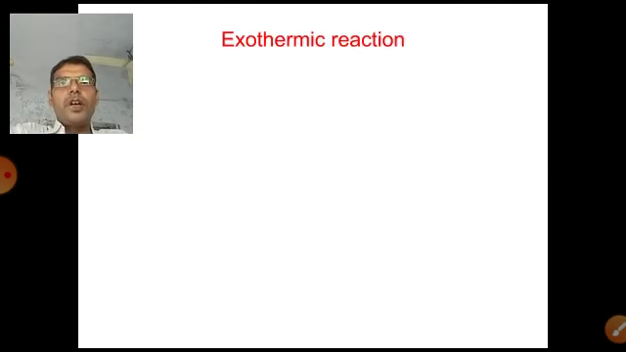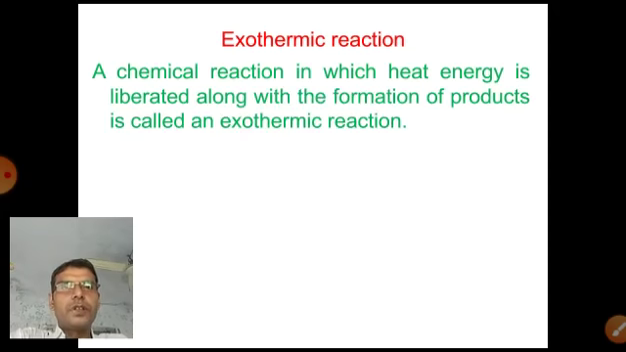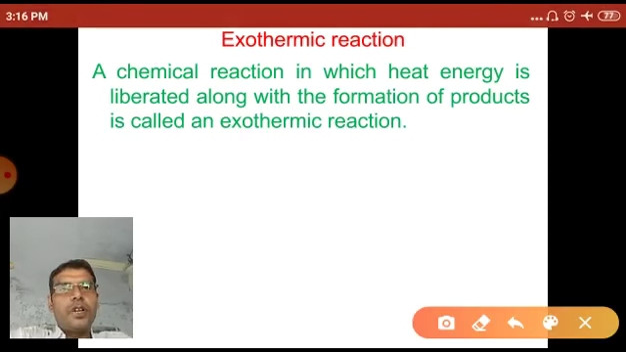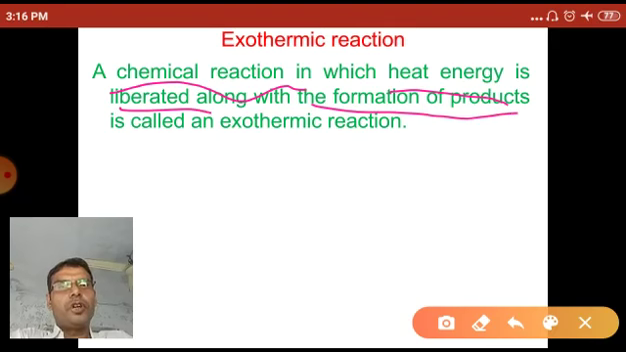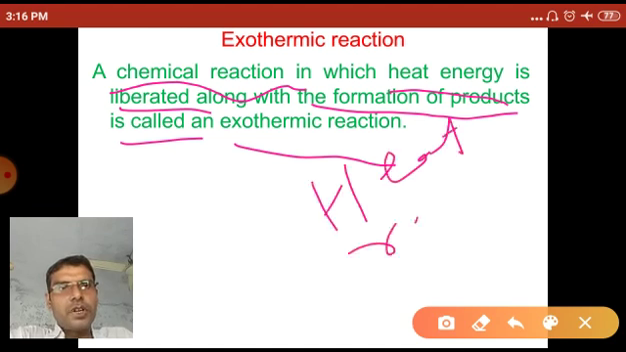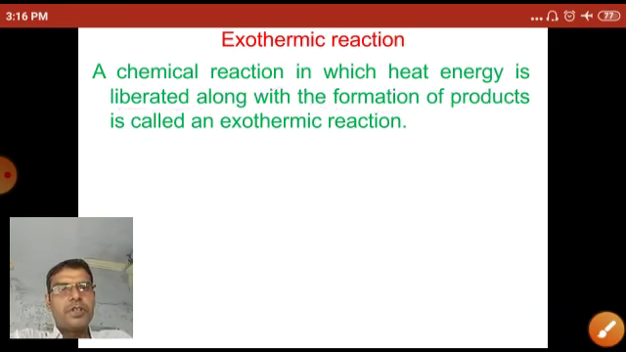Now the next one is the exothermic reaction. In exothermic reactions, heat is released after the completion of the reaction, during formation of the products. So a chemical reaction in which heat energy is liberated along with the formation of products is called an exothermic reaction. In these reactions, the heat is released after completion of the reaction, so the temperature rises.